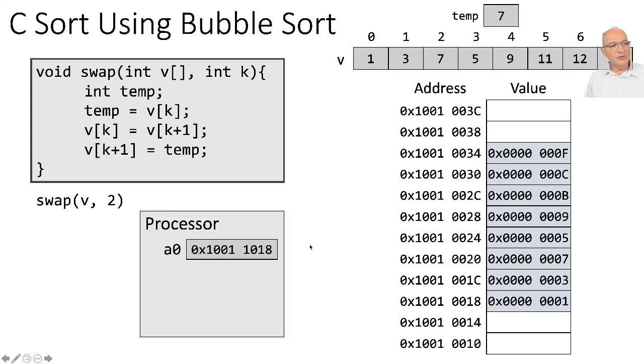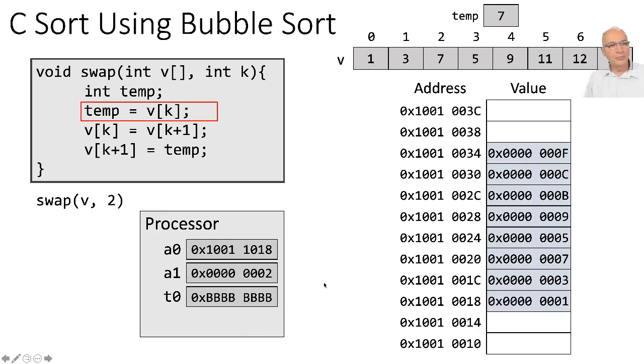And in the processor, I have A0, and let's say that A0 contains the address of the first position of the array. So A0 contains this address here. And A1 contains the value 2 because I want to do the swap at position 2 of the array. And T0 contains anything. I don't know what T0 contains right now because T0 has just been created. I just put a random value in T0.